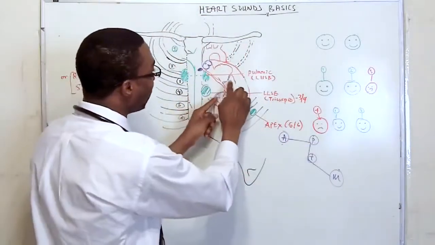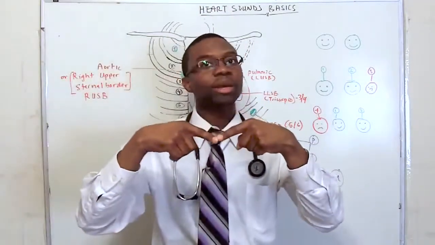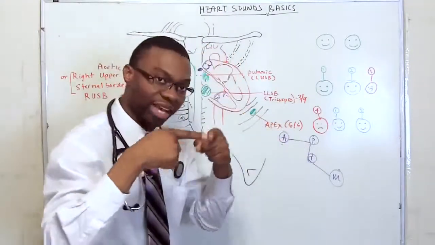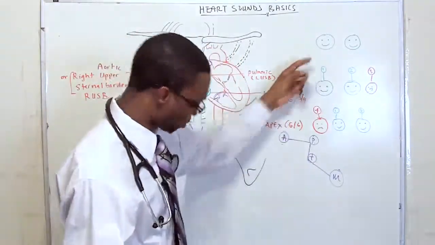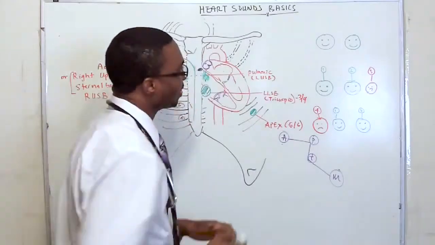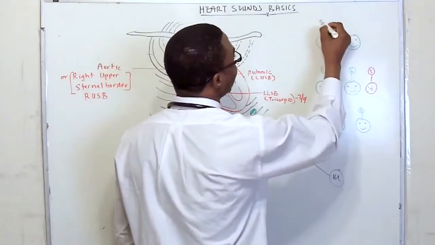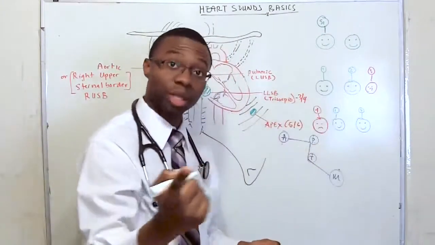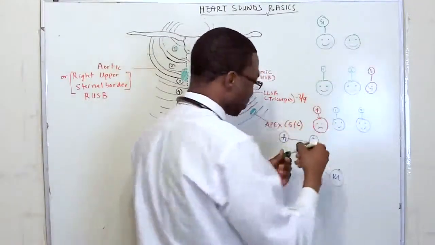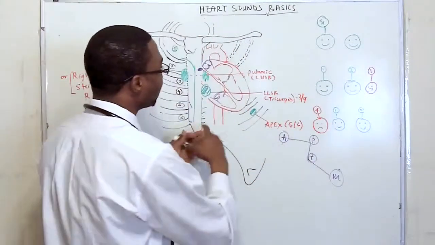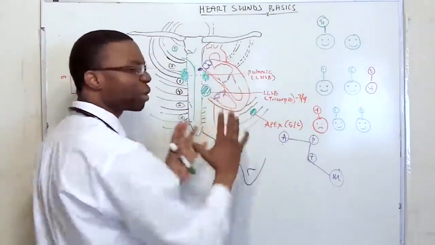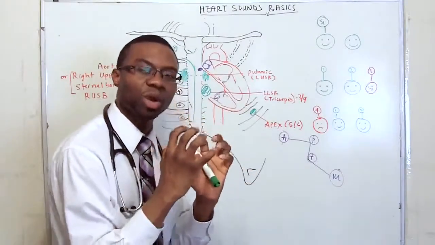So in this case, both valves close. And when they close, we get S1. Look at that. That's how we get S1. Isn't that smiley? I like the smiley face. Tell me you like it, right? So how do we get S2? Well, now the blood is trying to get out from the heart. The heart is squeezing, doing what?